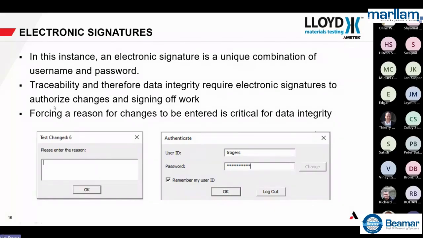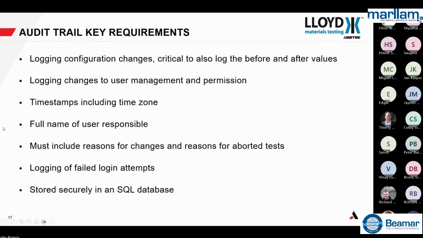And one of the things that typically we will do is once we make a change in the software, the user is forced to enter the reason why that change was made, and then they're asked to sign off, and that becomes a secure signature. And while we're doing all this work in the background, we're creating a detailed audit trail. Some of the things that we're going to look for in an audit trail are making sure we log the configuration changes, and it's also critical to log the before and after values of any change.